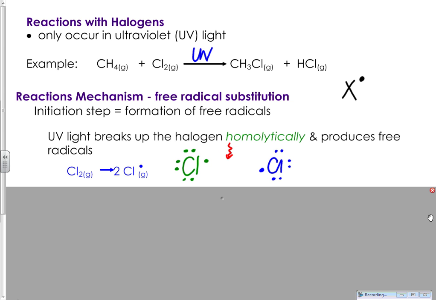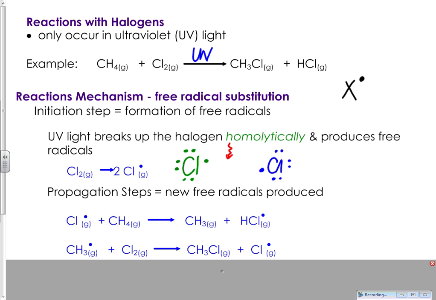Well, those free radicals are going to go and do some damage. So what can they do to keep this reaction going? Well, these are just possible propagation steps. So the propagation steps don't necessarily happen in order. These are just possible steps that could happen to keep this reaction going, because the reaction will continue to go as long as there's a free radical around. So you're going to see here 2 possible propagation steps.